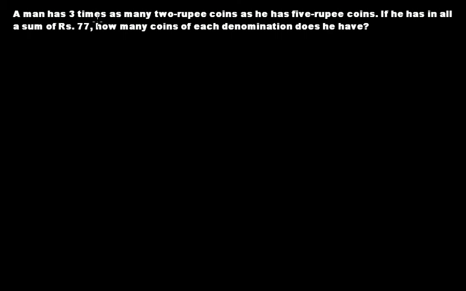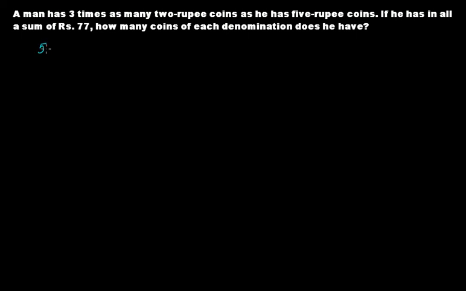A man has 3 times as many 2 rupee coins as he has 5 rupee coins. If he has in all a sum of rupees 77, how many coins of each denomination does he have? Each denomination means it's asking for 2 rupee coins and 5 rupee coins. Okay. What information do we get from the first line? It says that the number of 2 rupee coins is actually 3 times that of the number of 5 rupee coins.